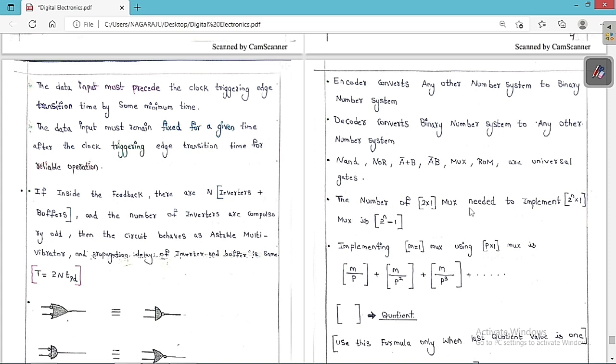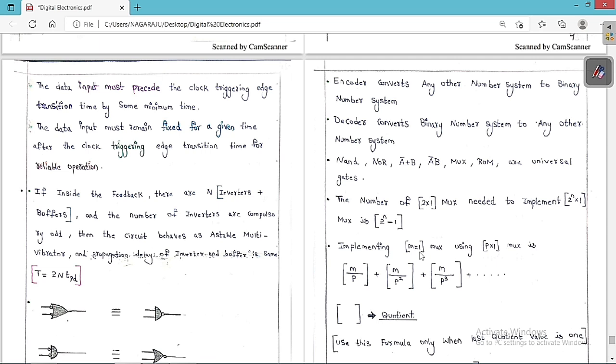The number of 2 cross 1 MUX needed to implement the 2 to the power of n cross 1 MUX is 2 to the power of n minus 1. I have already told you this. So 2 to the power of n minus 1 number of 2 cross 1 MUX are needed to implement the 2 to the power of n cross 1 MUX.